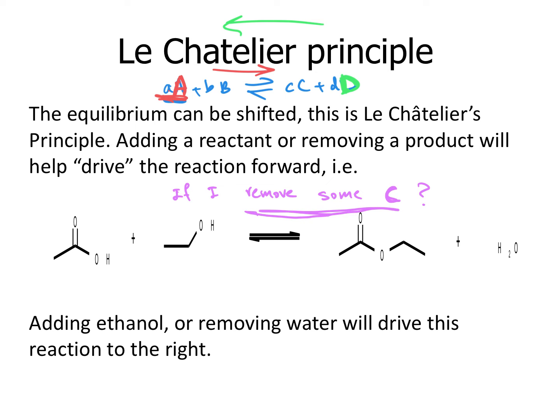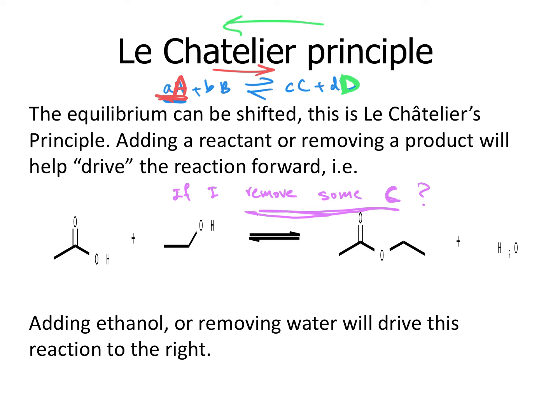If I remove some C, so now C is less. The reaction wants to do something that increases it, right, as if it didn't happen. So how can we increase C? Does that make sense, what I'm saying? Can you replace it? Yes.